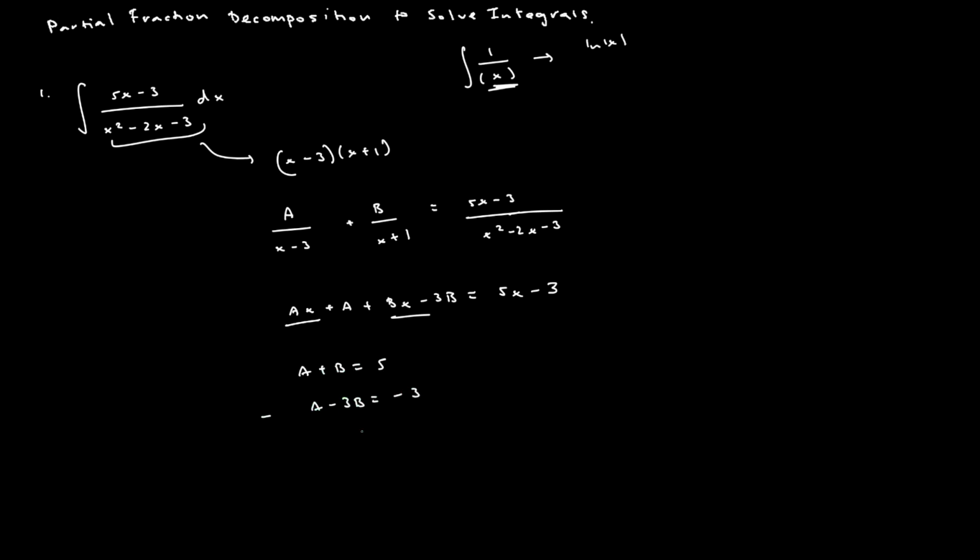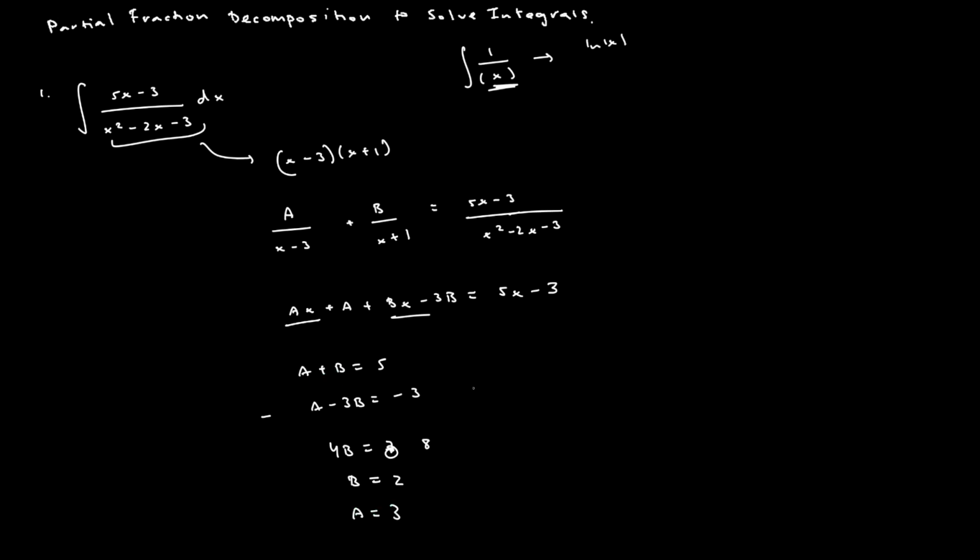Subtracting, we get 4b is equal to 8, and so b is equal to 2, and then a is equal to just 5 minus 2, which is 3.